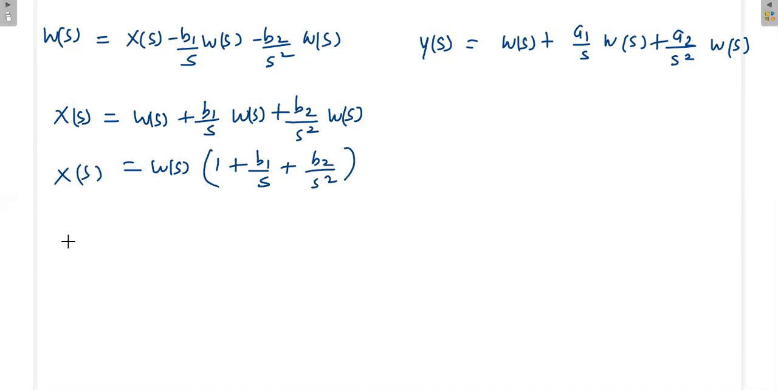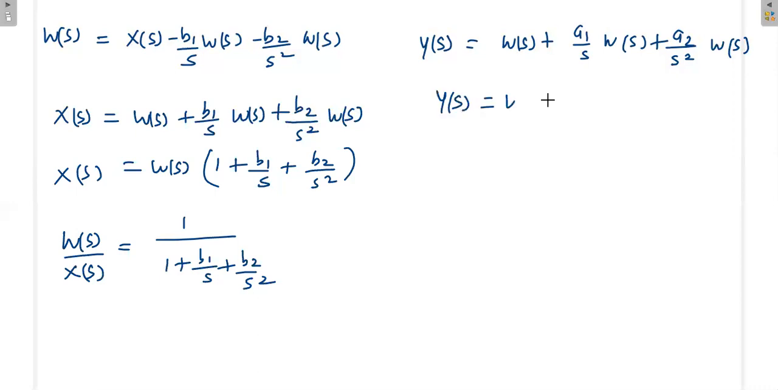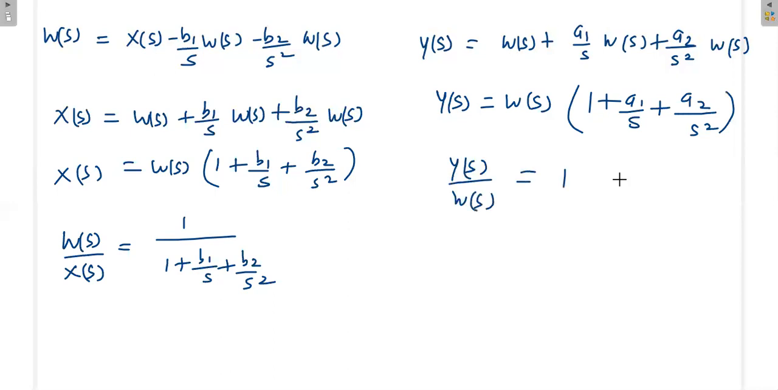Now from this you find, we'll come to why we are finding it like this, ys by x of s, that is 1 by 1 plus b1 by s plus b2 by s square. In the same manner, if you proceed here, ys is equal to ws times 1 plus a1 by s plus a2 by s square. Then take ys by ws, and you'll get 1 plus a1 by s plus a2 by s square. Why am I writing like this?